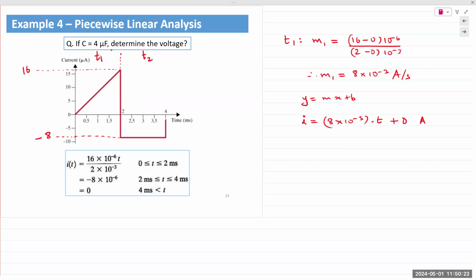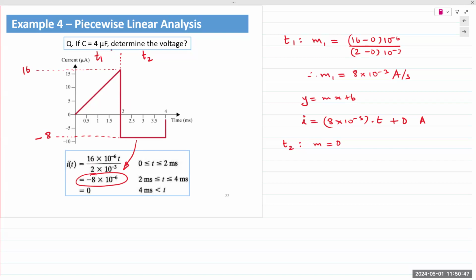Okay. For T2, I don't need to bother with anything. It's a constant value, minus 8. Okay, constant value, minus 8 microamps.